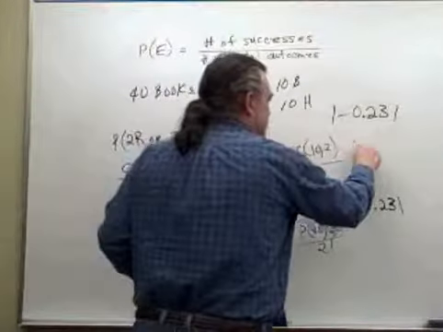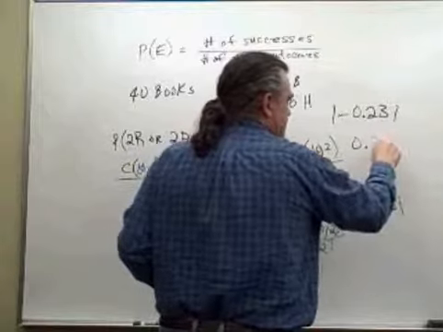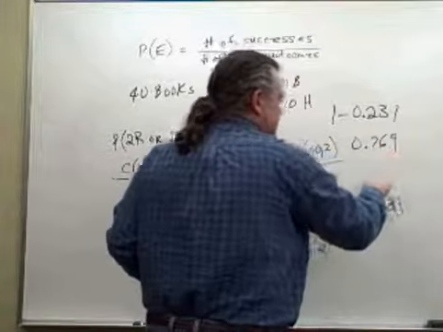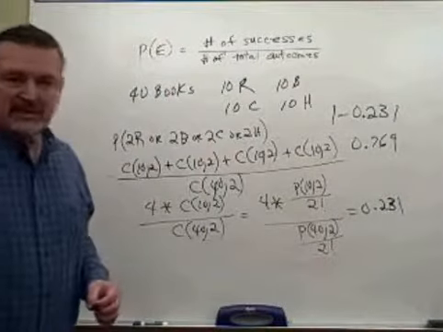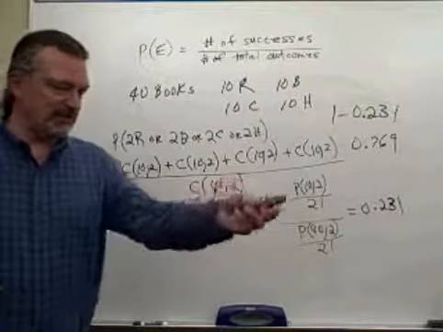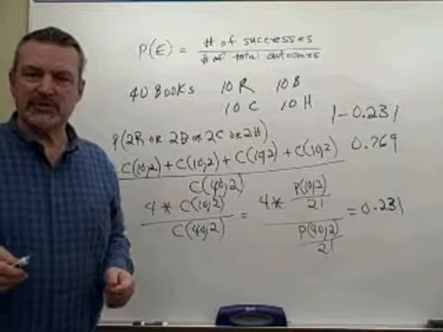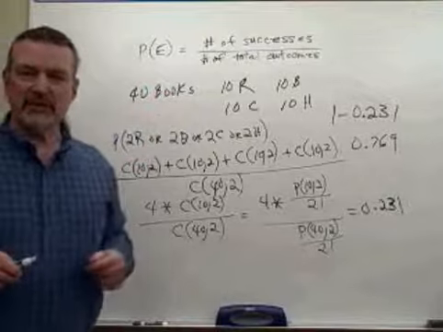So the probability of getting 2 books that would be different would be 0.769, or roughly 77% of the time you would expect to pull out 2 books that were different if you chose 2 out of the 40 that are here.